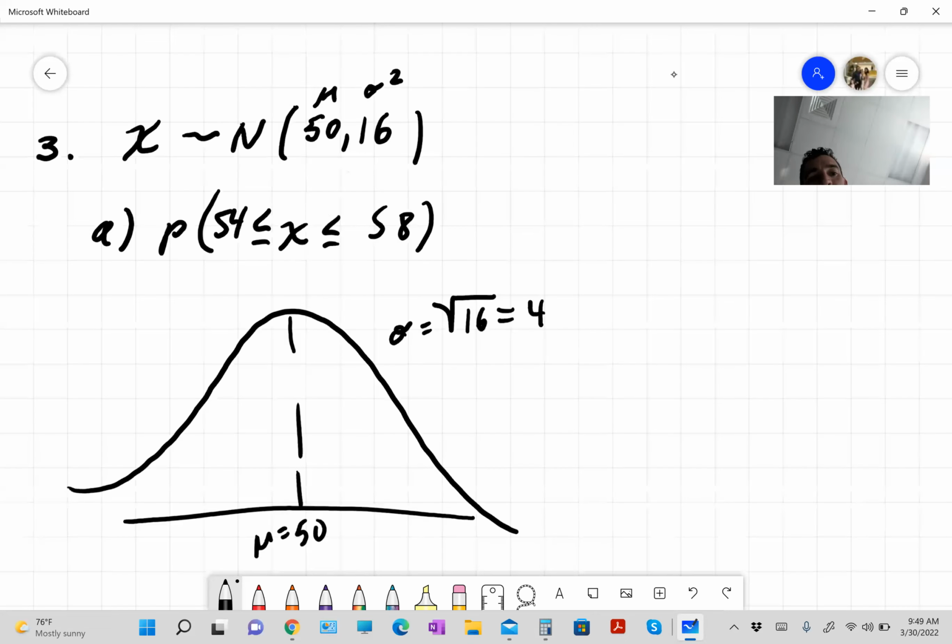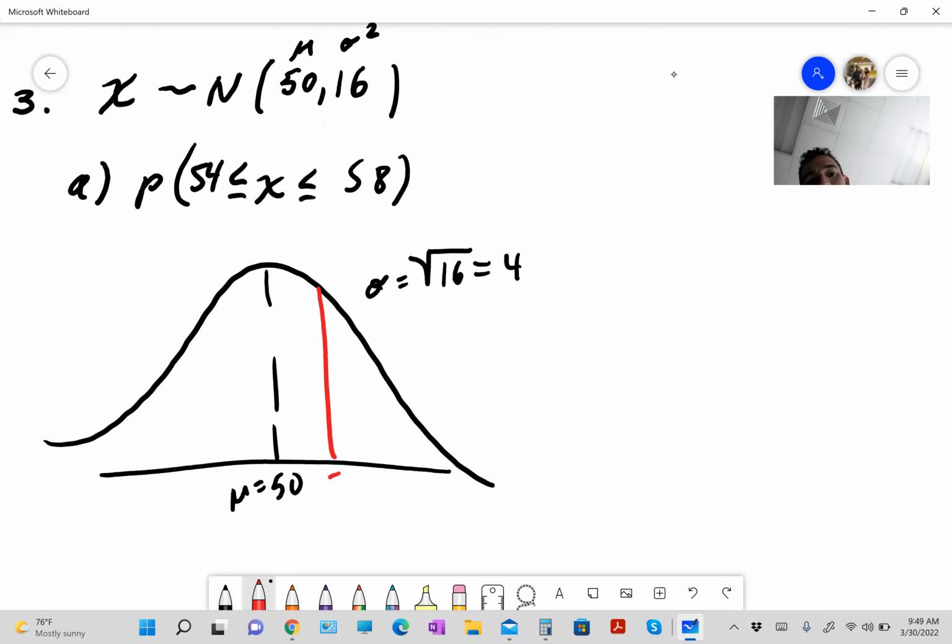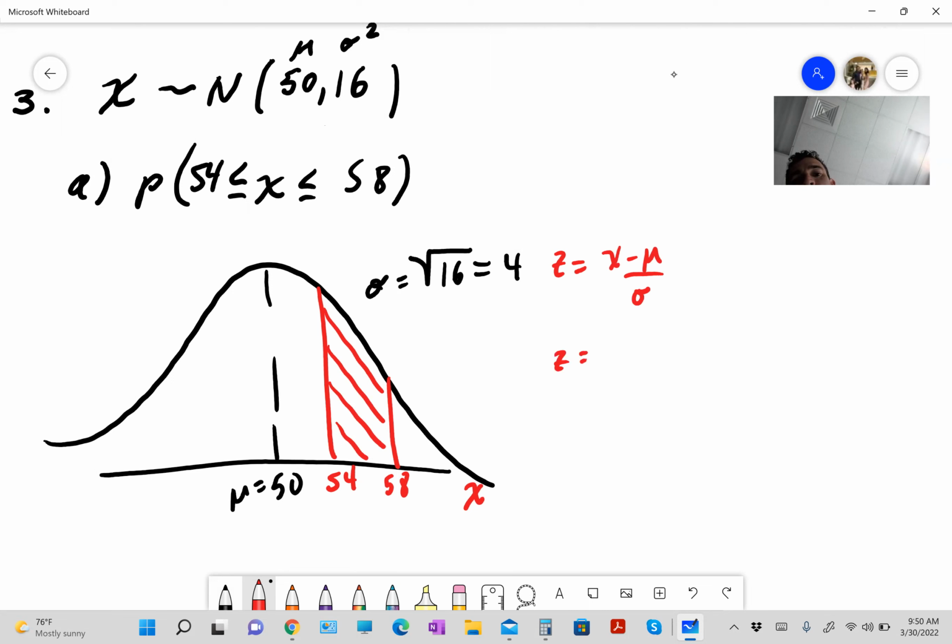Now, to model this properly, 54 will be somewhere around here. Who knows? This is just so it can guide you. And these are X's, okay? And they want the area in between. So now, because you have 2 X's, you have to find 2 Z-scores. The Z-score is X minus mu divided by sigma. 54 minus 50 divided by 4 is just 1, right? And then 58 minus 50 divided by 4 is 2.